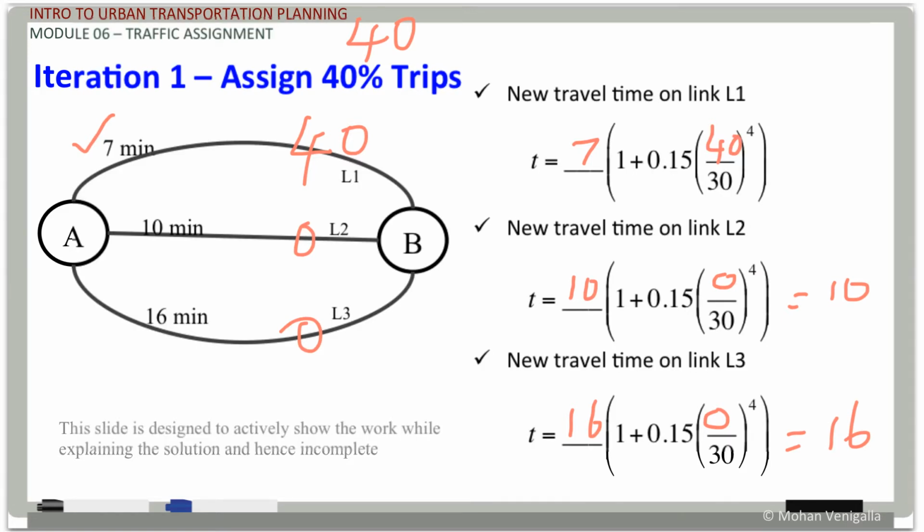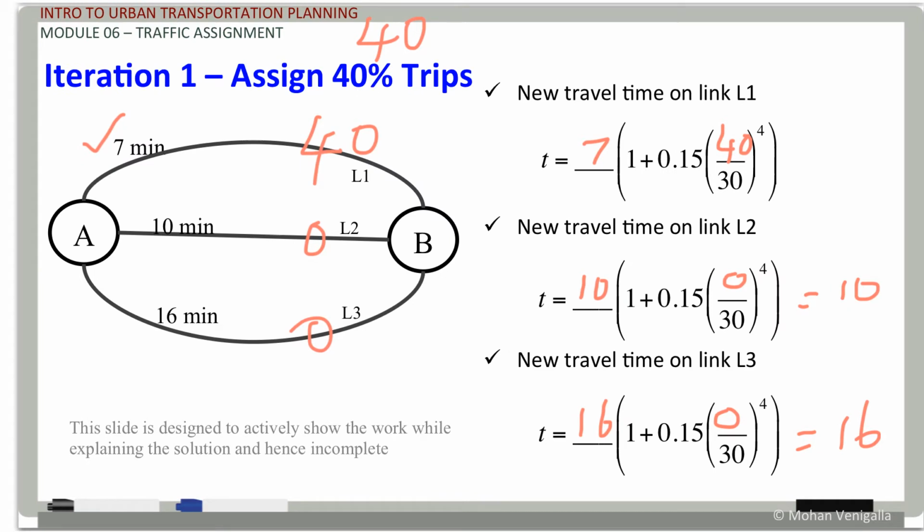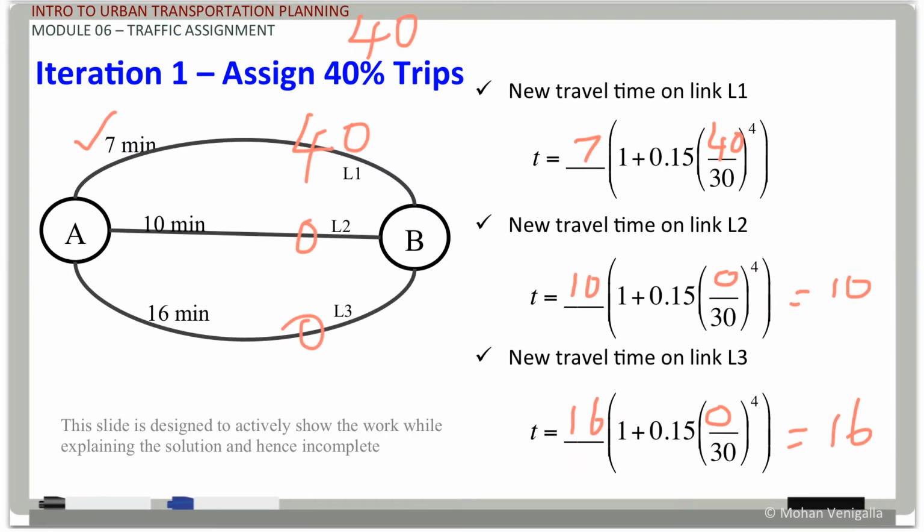When I compute this, I get the value to be 10.32 minutes. So you might as well strike this off and say for my next iteration, the travel time on link 1 is going to be 10.32. So let's move on to the next iteration with this state of the network.